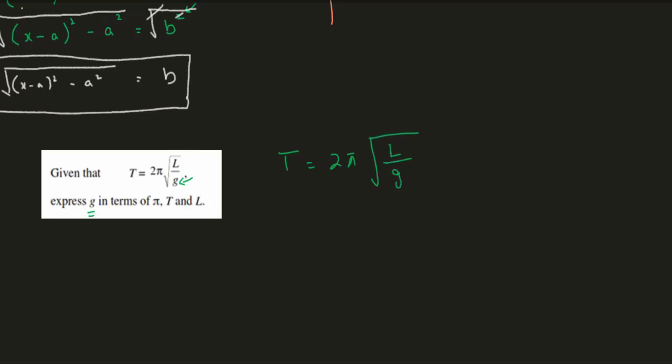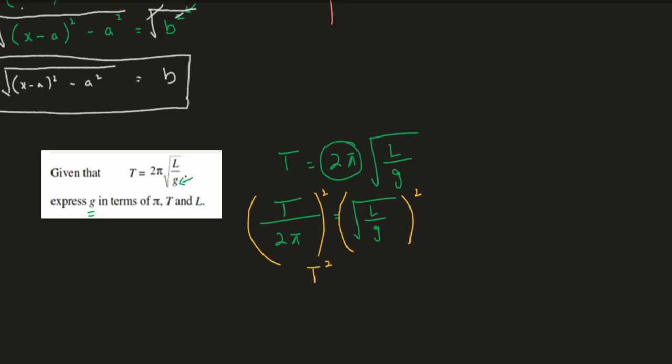What you have to do first is take this 2 pi to the other side. Now the 2 pi is being multiplied on this side, so when I take it to the other side, it would get divided. So T divided by 2 pi is equal to square root of L divided by g. The next step, we are going to remove this square root. The only way to remove a square root is by taking squares on both sides. So when I take the square on both sides, it would become T square divided by 4 pi square.